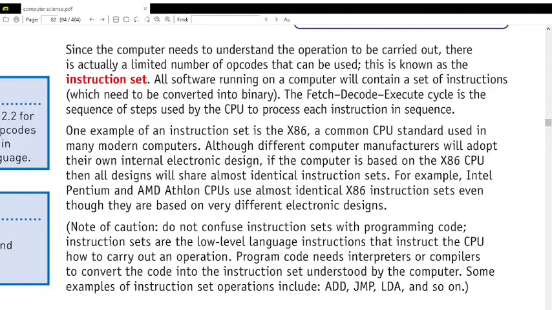Examples of some instruction sets are what I mentioned earlier, but it's also important to mention that you'll have commands like ADD or JMP, LDA, and so on. Those are some of the commands that are there. We also need to know that there are some types of instruction set. The first one is what we call complex instruction set. There is also reduced instruction set, and there is also enhanced instruction set. Now, just briefly describing each of them.